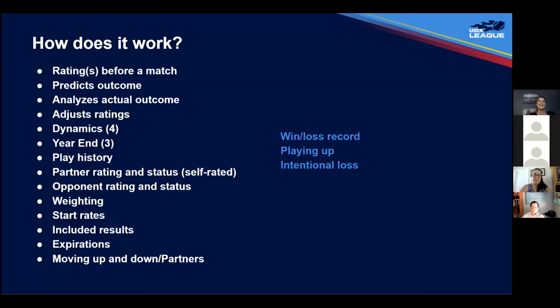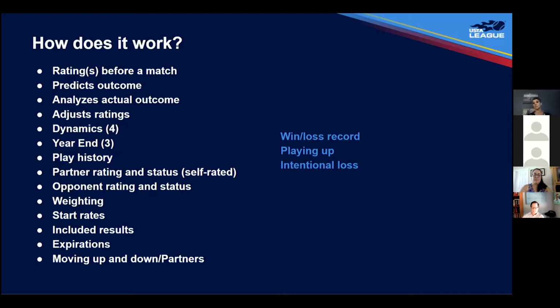And for year end, as long as you've played 3 matches in included play, you will generate a year-end rating. So you don't have to have generated dynamics during the year. If you have played 3 matches in included play, you will receive a year-end rating. I realize that might be a little bit confusing, so I'm going to go a little bit deeper here for just a moment. The dynamics are ratings that are generated on a daily basis.